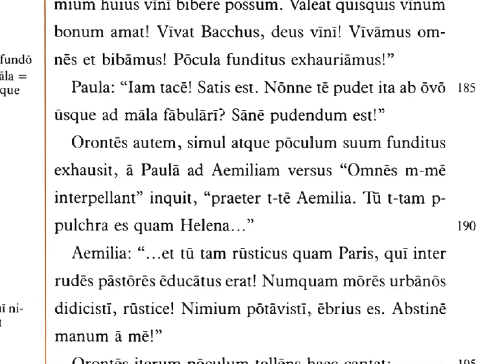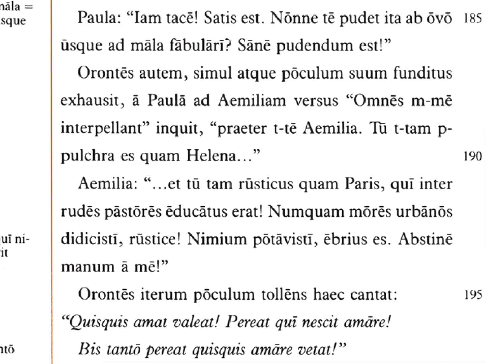Orontes autem, however Orontes, simul atque poculum suum funditus exhaurit, as soon as he has drained his own cup to the bottom, funditus, a Paula ad Aemiliam versus, turning away from Paula, which is his wife, to Aemilia, which is Julius's wife, he says, omnes me interpellant inquit, praeter te Aemilia, tu tam pulchra es quam Helena. They're all interrupting me, except for you, Aemilia. You are as pretty as Helen.